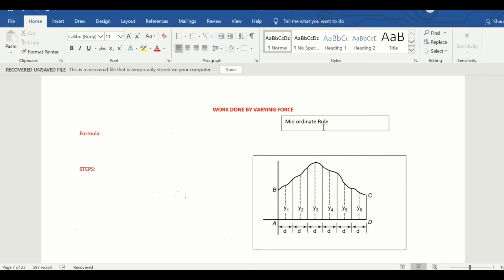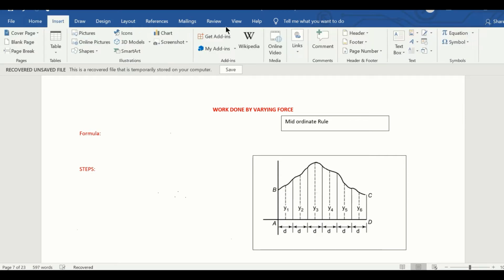It can be used to solve for work done by varying forces, because sometimes we are given different forces with their corresponding distances, and we will be asked to find the work done. In that case, what we do is draw a force distance graph. Then from there we can solve it using the mid-ordinate rule.